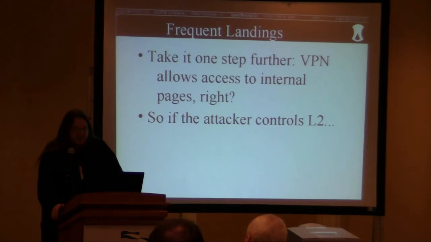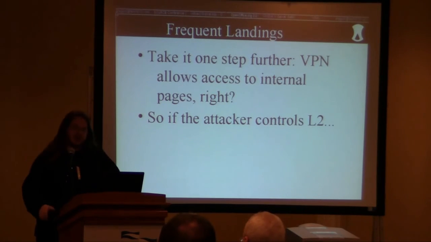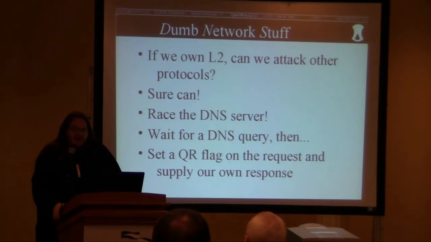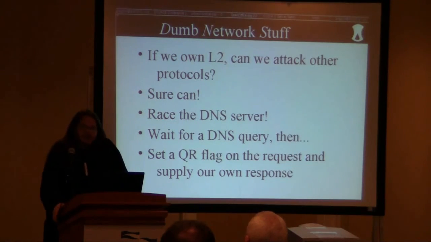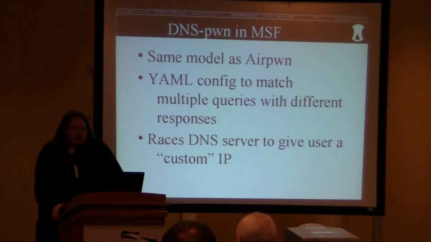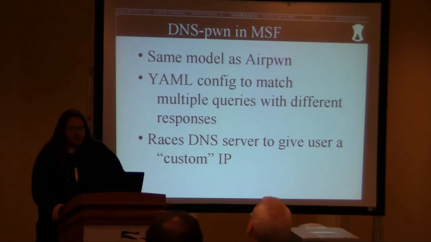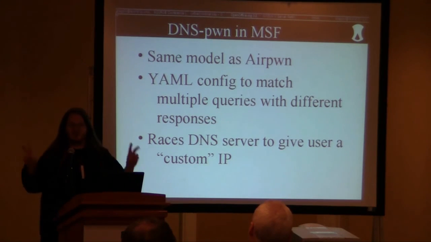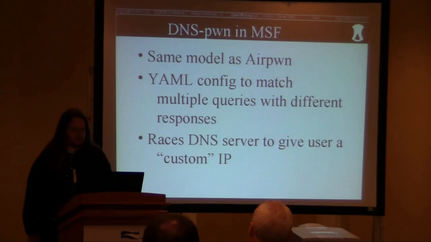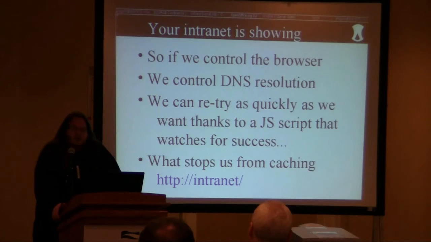So let's take it one step further. VPN loads internal pages, right? And if I control layer 2, can I attack other protocols other than TCP? Yeah, I could race the DNS server. Just get a query, set the QR flag on it, supply an IP, and race your local DNS server to give you a response back. So that means, oh look, DNS pwn is now in Metasploit. Same model as Airpwn: a YAML config file to match multiple queries, and it races the DNS server to give the user a customized IP. It's customized for your pleasure. So if we control the browser, we control DNS resolution, we can retry as quickly as we want.